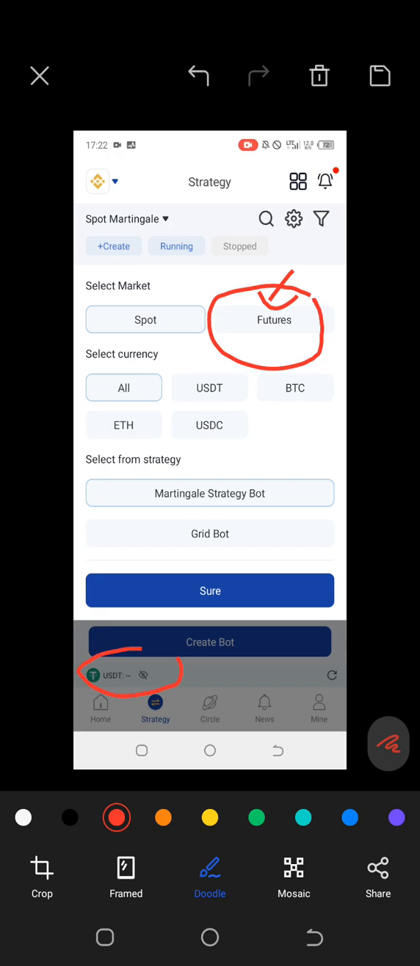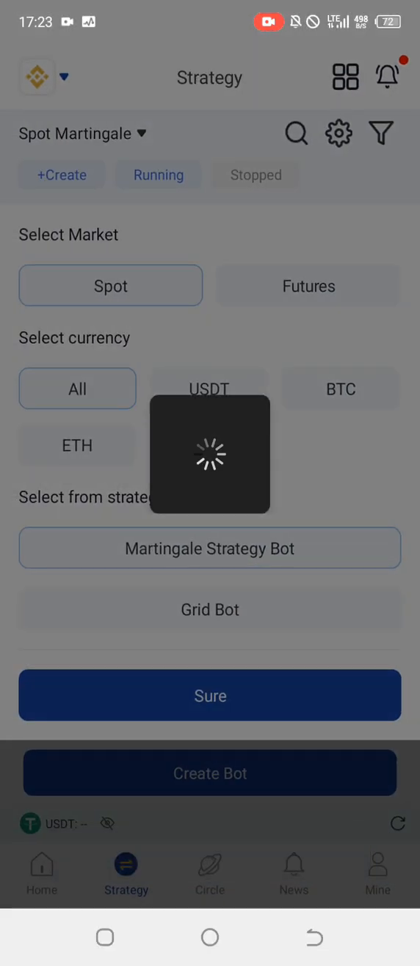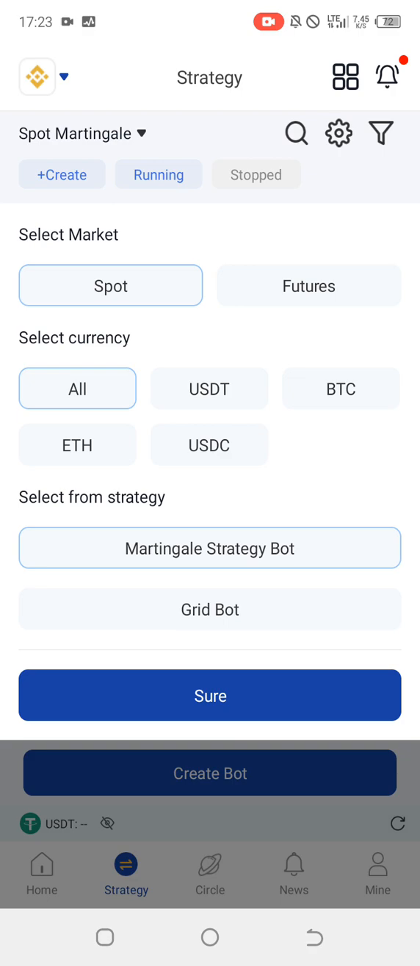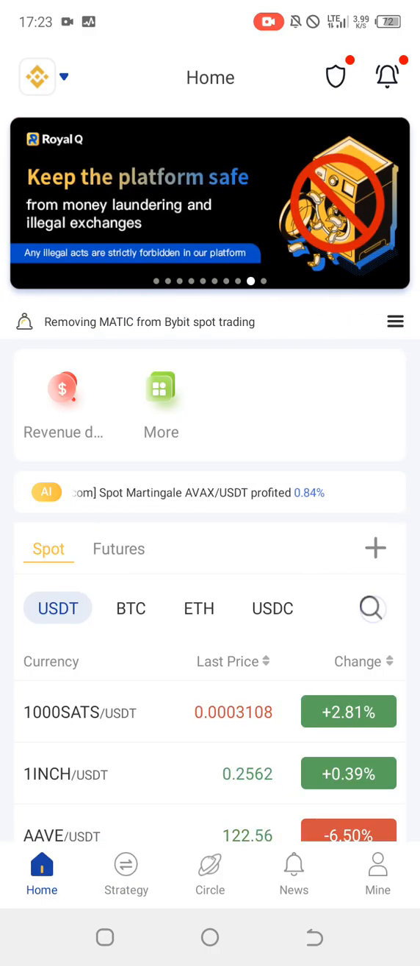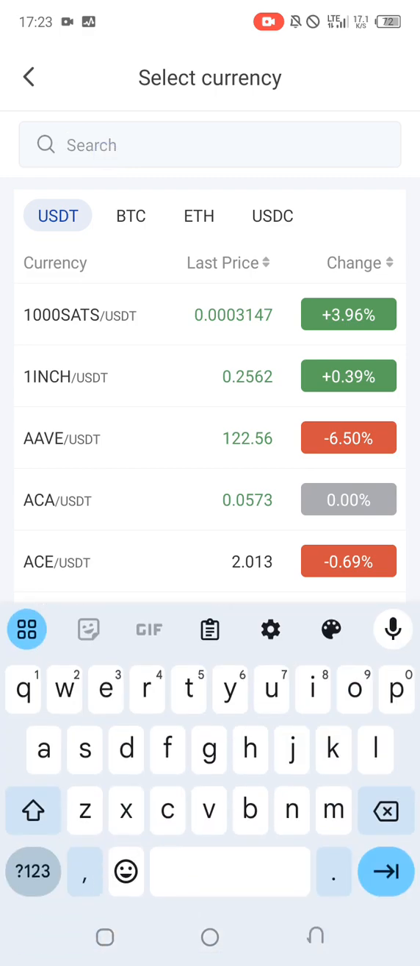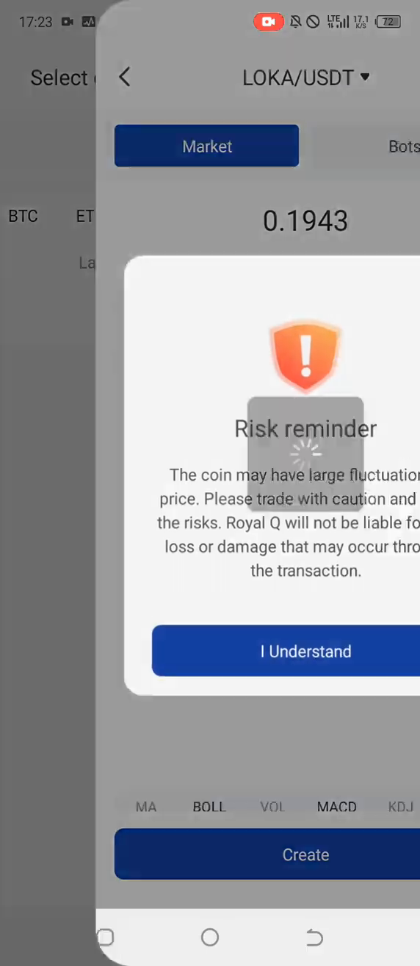So if you are trading futures, you tap on futures so that the background will give you the settings for it. And then if you are trading on spot, you choose spot and then you click on the show button. Okay, let's go. So we cancel. Okay, so you just click on show. Wherever you are, whether in the strategy or the home, whichever way you want to select your asset. So we are using LOKA. Yes, LOKA is one of the assets we trade a lot.